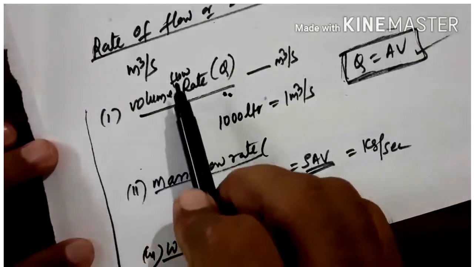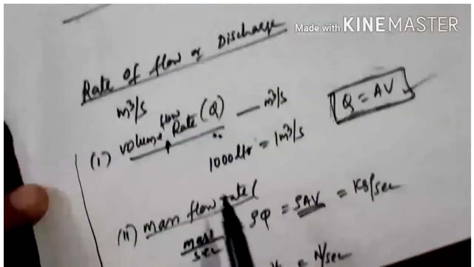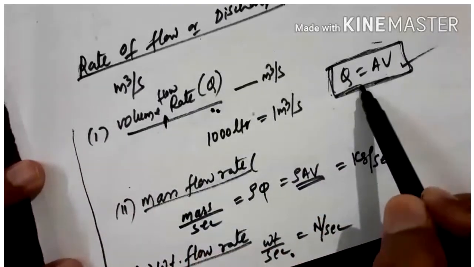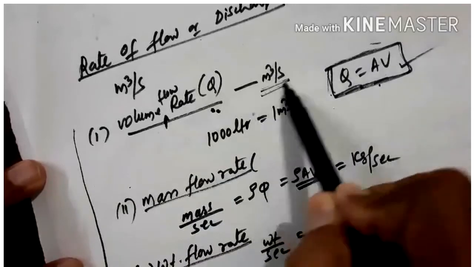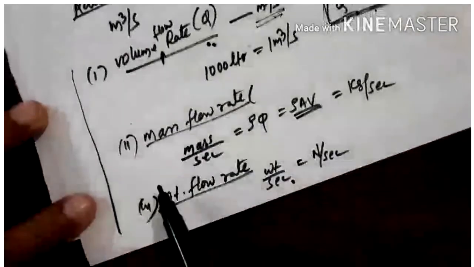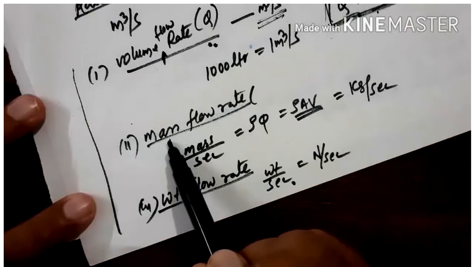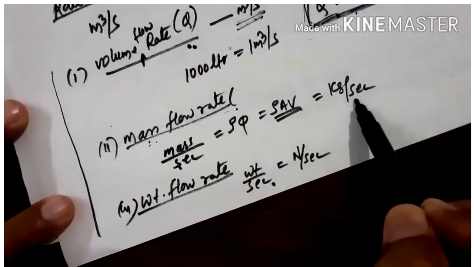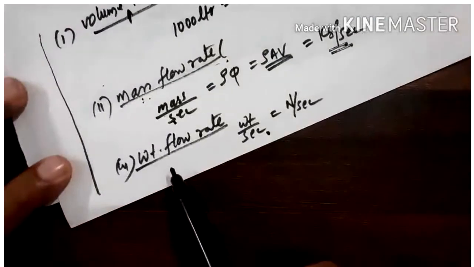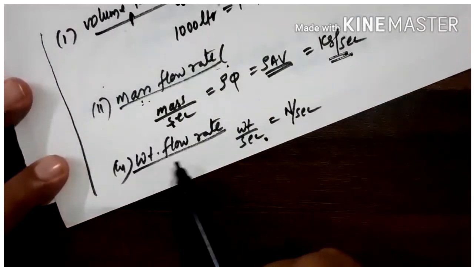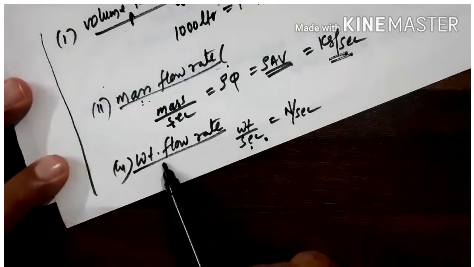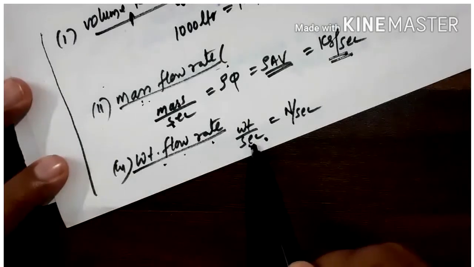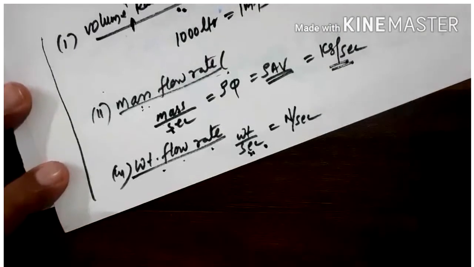The rate of flow or the discharge can be written in terms of volume flow rate, that is Q equal to A into V, measured in meter cube per second. Sometimes it can be taken as mass flow rate, that is mass per second, with unit kg per second, or sometimes in problems it can be taken as weight per second, that is weight flow rate. The weight of fluid flowing across the section per unit time is called the weight flow rate.